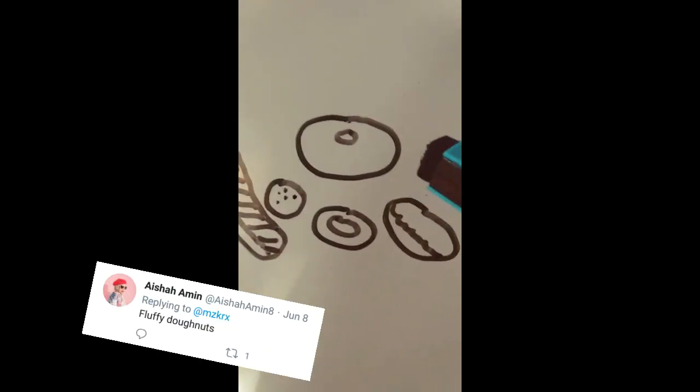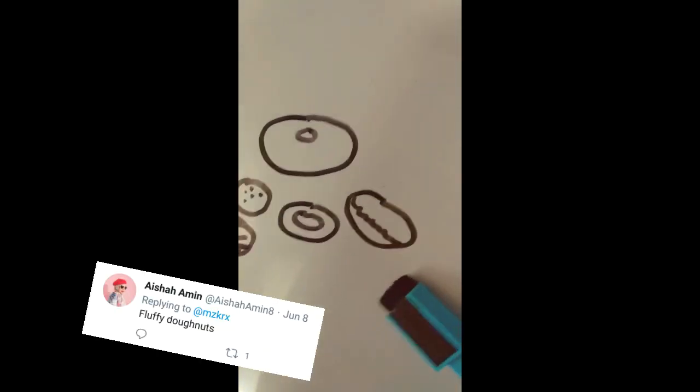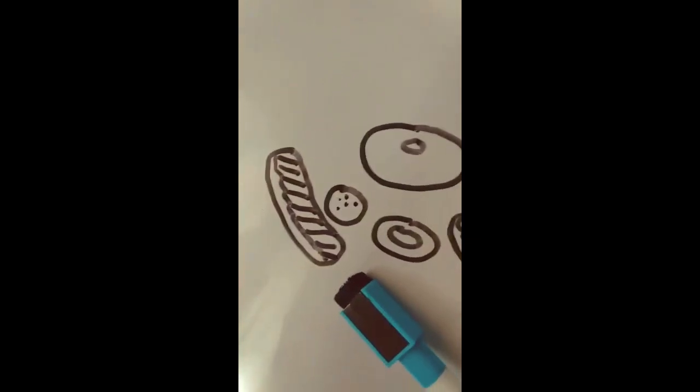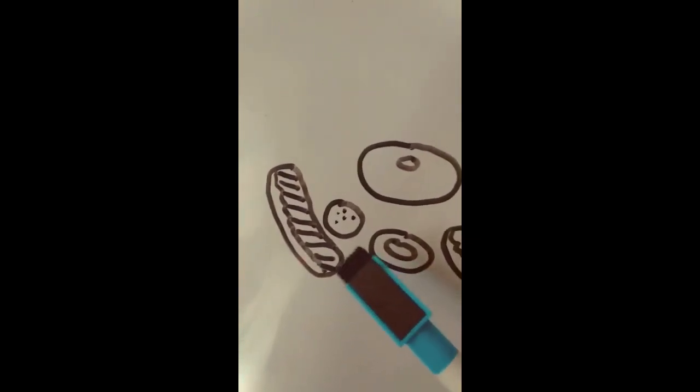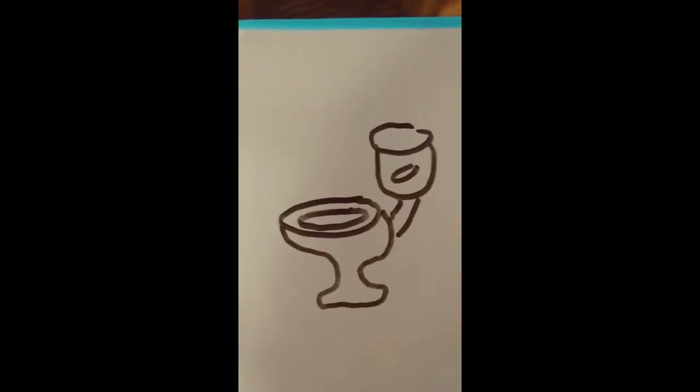Some donuts are fluffy, some donuts are skinny, some donuts have no holes, some donuts are long and covered in chocolate, and some donuts are small and round. Remember, no matter what shape donut you are, you all end up the same shape in the end.